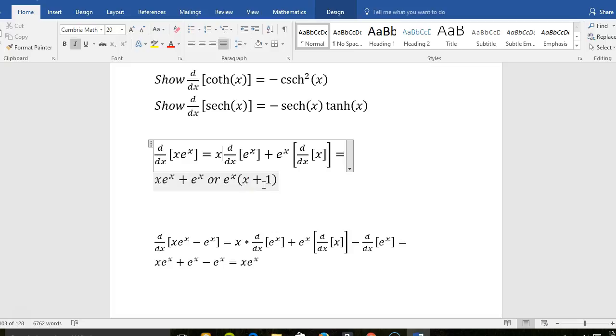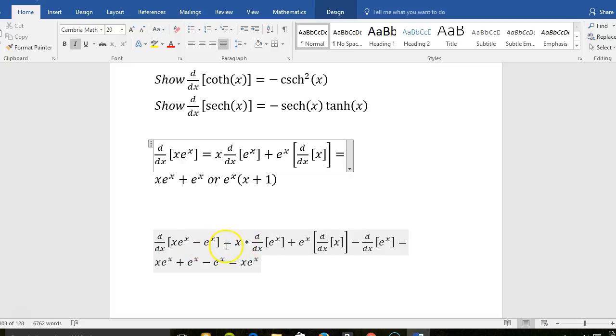You may eventually run into an ABCD test where they don't give you this choice, they give you this choice. But really, they're the same anyway. You just have to recognize that you can factor out an e to the x and get x plus 1, okay? So there's that. Now the next one, d by dx of x e to the x minus e to the x. Here we got a combination of the product rule and the add-subtract rule.